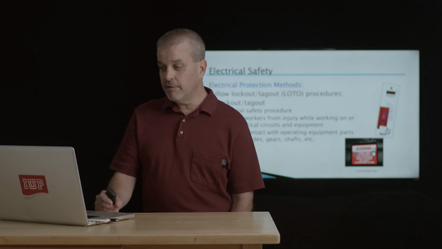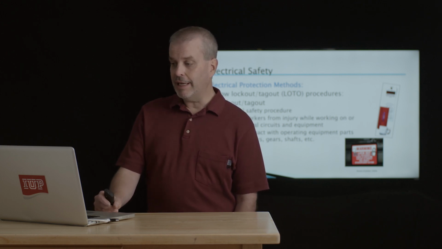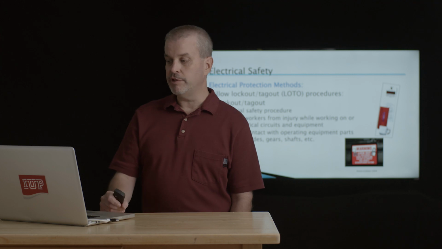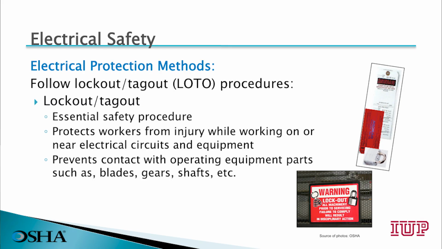How do we protect ourselves most effectively? We want to follow lockout tagout. And lockout tagout is our most essential safety procedure when it comes to protecting ourselves from electrical hazards. Lockout tagout protects our workers from injury when working on or near electrical circuits or any type of energized equipment. And it prevents workers from coming in contact with operating equipment such as blades, gears, shafts, or live current.